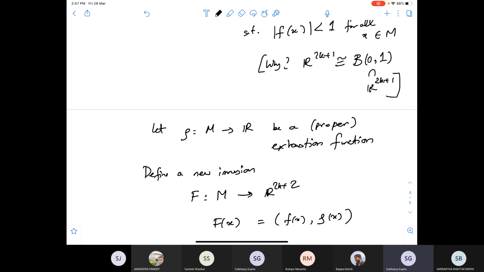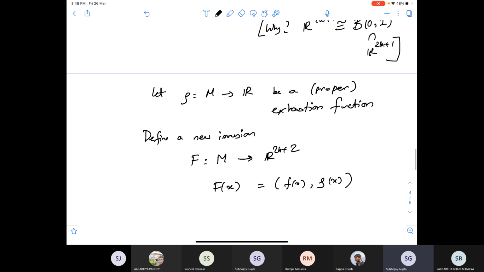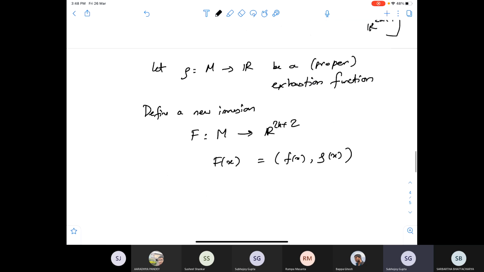Okay, so if you add a proper function as your last coordinate, this map is proper. The image is going to diverge to infinity whenever x diverges to infinity in M. So this is one trick to get properness, except that we have increased the dimension now, right? It's 2k plus 2. We want to get to 2k plus 1.